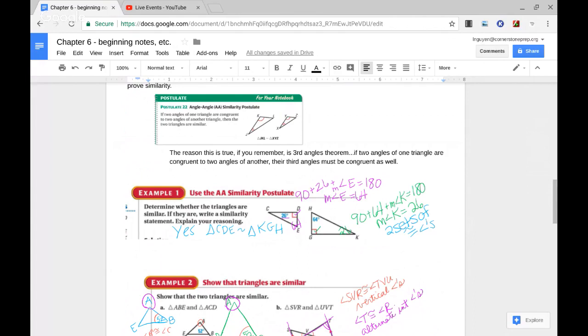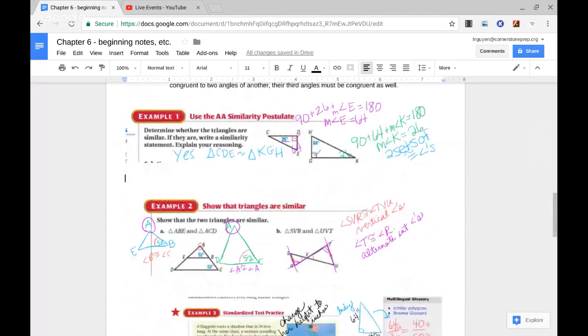The larger triangle on the right, you have an angle that's 90. You have an angle that's 64. So the smaller angle has to be 26. Therefore, they have two sets of congruent angles, which means that the two triangles are similar. So one example of a similarity statement is what I've written here in blue, triangle CDE similar to triangle KGH.